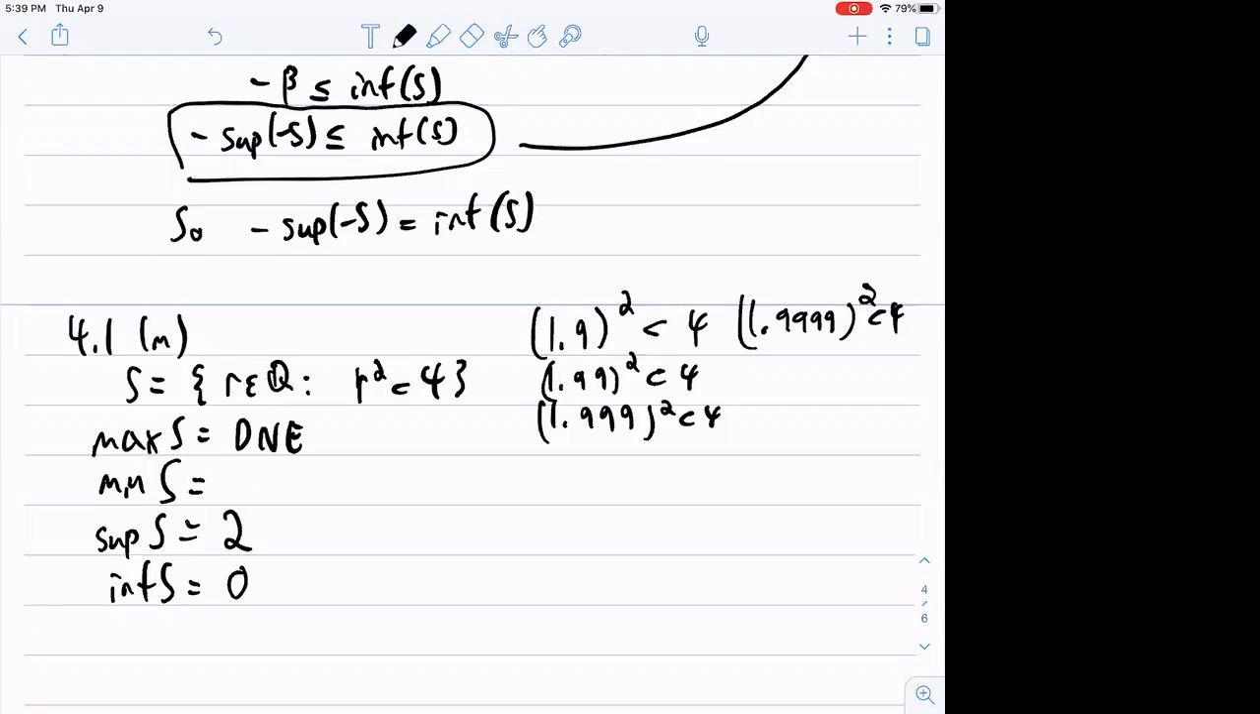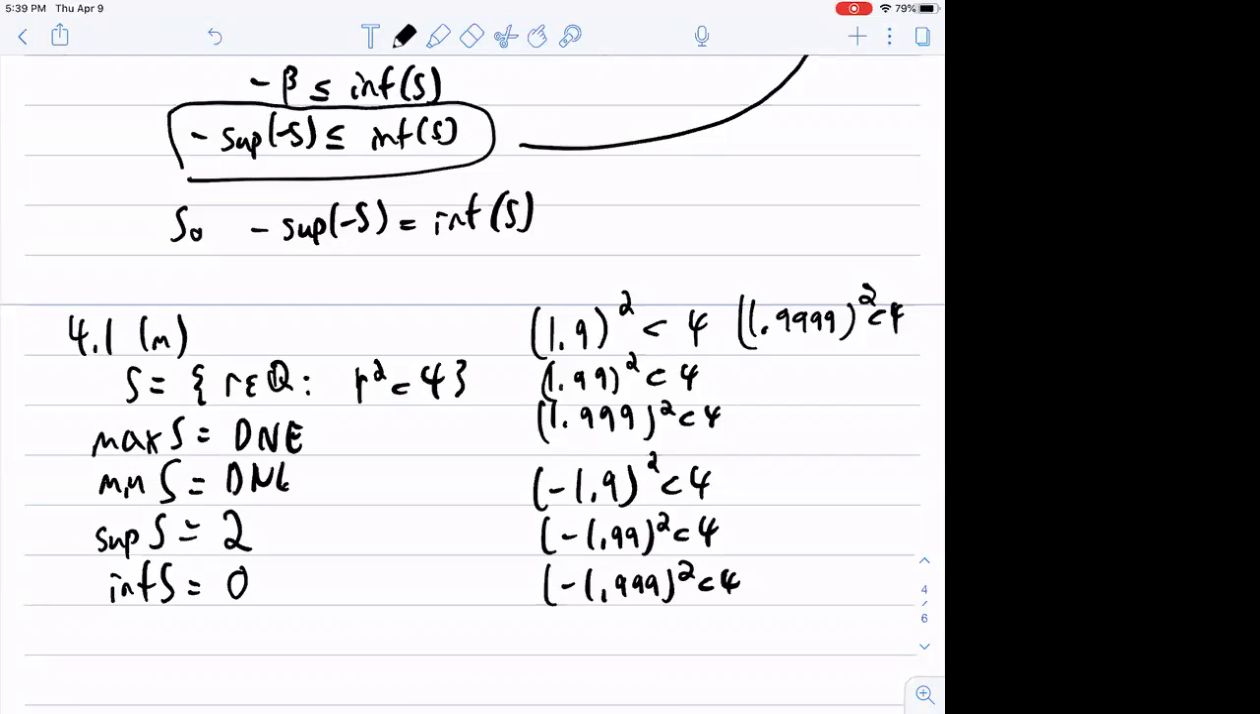So in this case, it's the opposite. You could find negative 1.999, an infinite sequence the other way, so the minimum does not exist. Sorry. But the infimum is okay. In this case, what is the infimum? It's negative 2. Yeah, good.